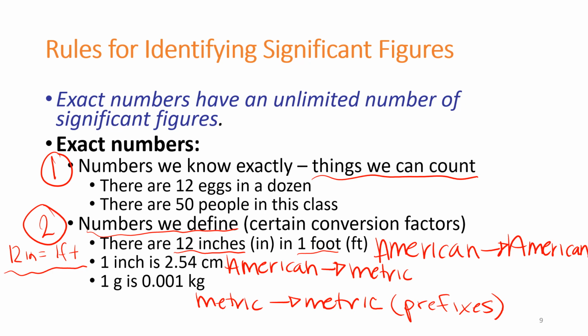The next type is when you're going from American to metric. And then the final type is when you're going from one metric unit to another metric unit, and the only difference is the prefixes that you have. So for example, here you have a gram to a kilogram. All of these three types of conversion factors have an unlimited number of sig figs. They are all exact numbers.